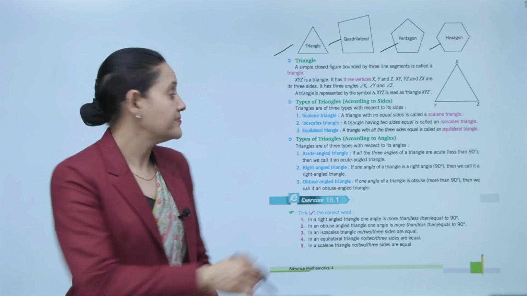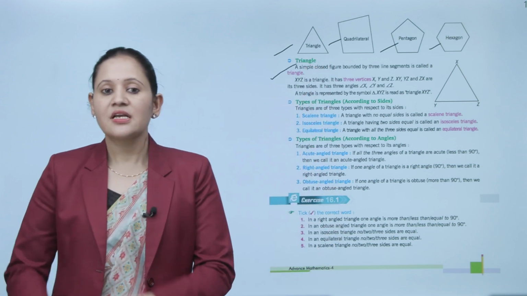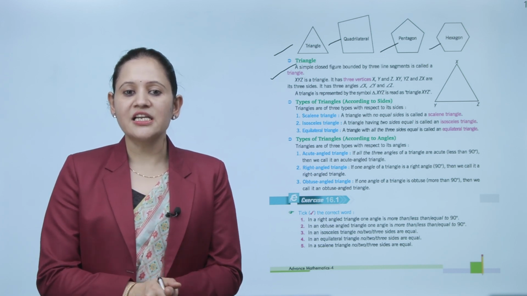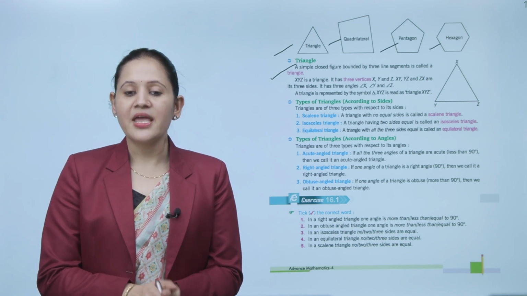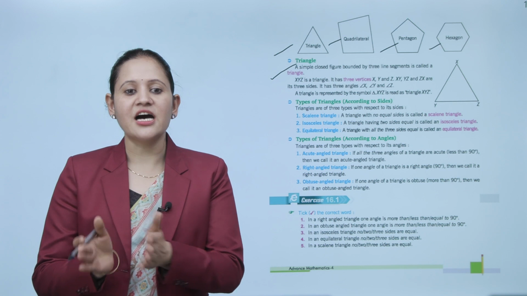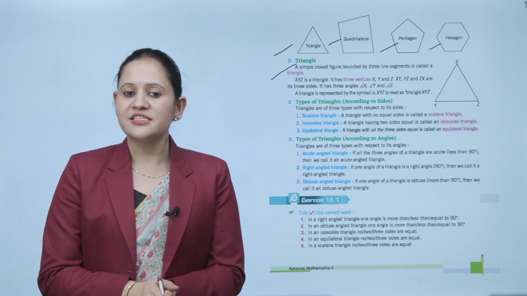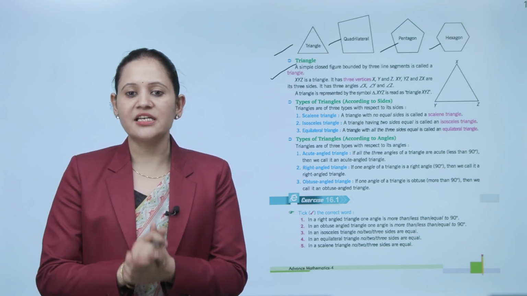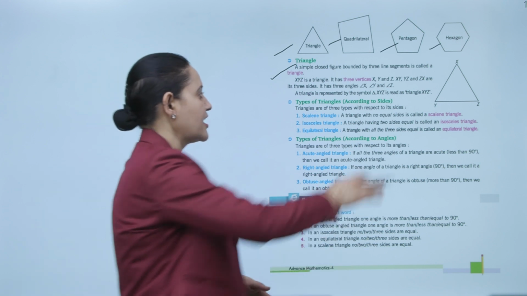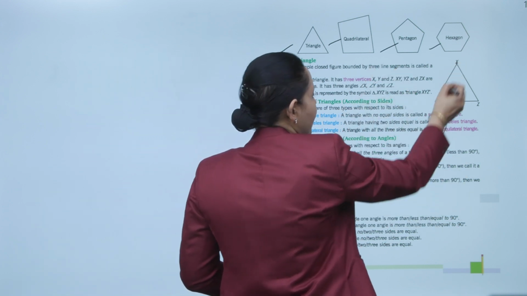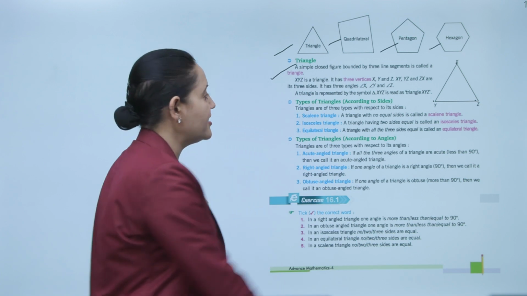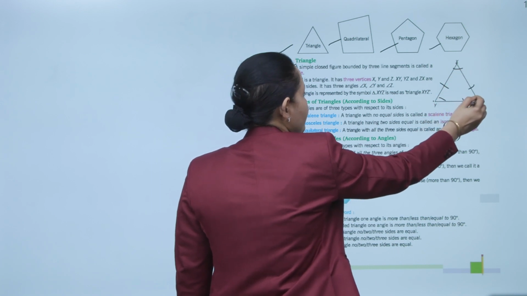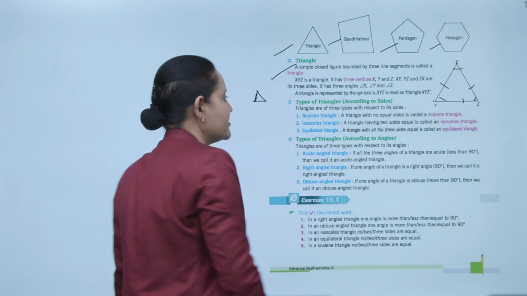So triangle. A simple closed figure bounded by three line segments is called a triangle. XYZ is a triangle. It has three vertices X, Y and Z. XY, YZ, ZX are three sides and it has three angles X, Y and Z. A triangle is represented by the symbol triangle XYZ. It represents triangle XYZ. It has three vertices X, Y and Z, three sides XY, YZ and XZ and three angles X, Y and Z. This is the sign of triangle.